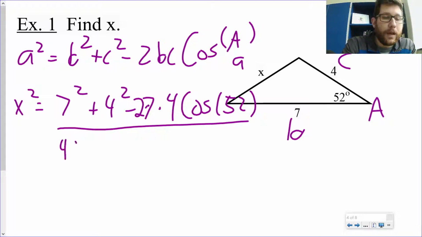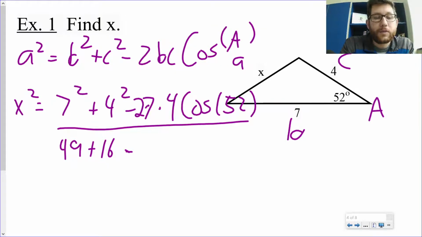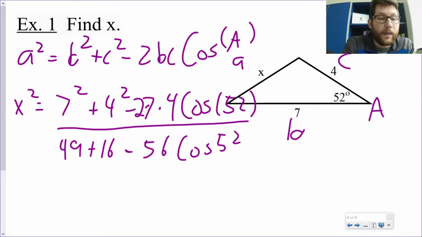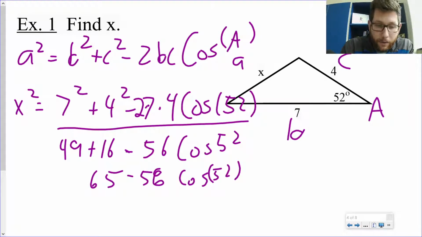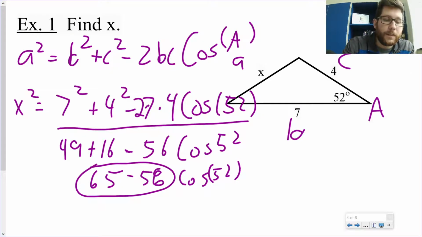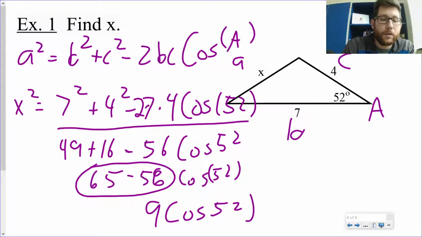They say, okay, that's 49, that's 16, that's 2 times 7 times 4, 28 times 2 is 56, minus 56 cosine 52. And then they add this, they get 65 minus 56 cosine of 52. All right, so we good so far. Feel like we've got this thing under control. And then this is where they make the mistake. They say, oh, 65 minus 56, that's equal to 9 cosine 52. Wrong. Do not do that.